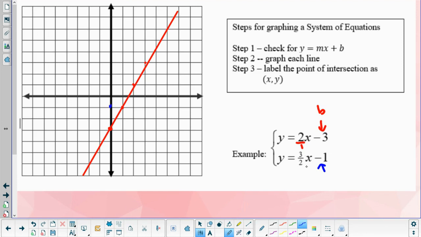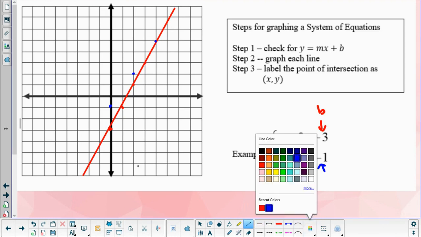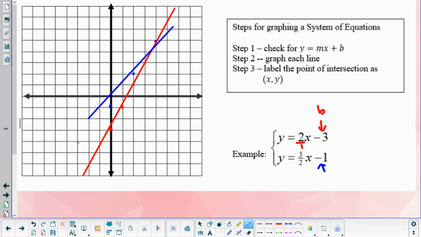And my slope is 3/2. So that tells me I need to rise 3 and run 2. Rise 3, run 2. Okay, and it looks like my first graph was off just a little bit because it should have gone right through that point. All right, let's go ahead and connect these dots, even though I already know where they're going to intersect. I know that they're going to intersect through that point that I just drew.